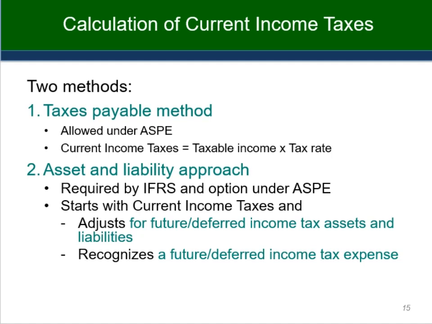Major difference is that under ASPE they're referred to as future income taxes. Under IFRS we use the slightly older terminology from a Canadian perspective of deferred income tax assets and liabilities and deferred income tax expense.